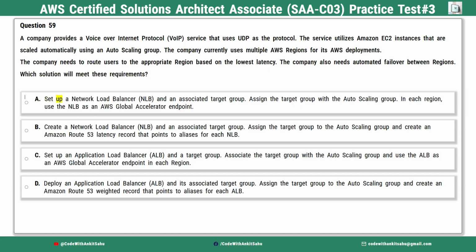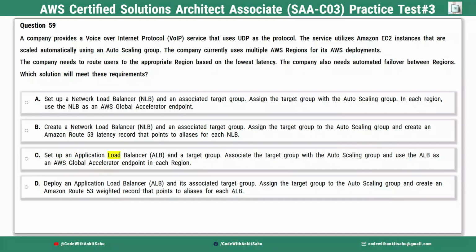Option A. Set up a network load balancer, NLB, and an associated target group. Assign the target group with the auto-scaling group. In each region, use the NLB as an AWS Global Accelerator endpoint. Option B. Create a network load balancer, NLB, and an associated target group. Assign the target group to the auto-scaling group and create an Amazon Route 53 latency record that points to aliases for each NLB.